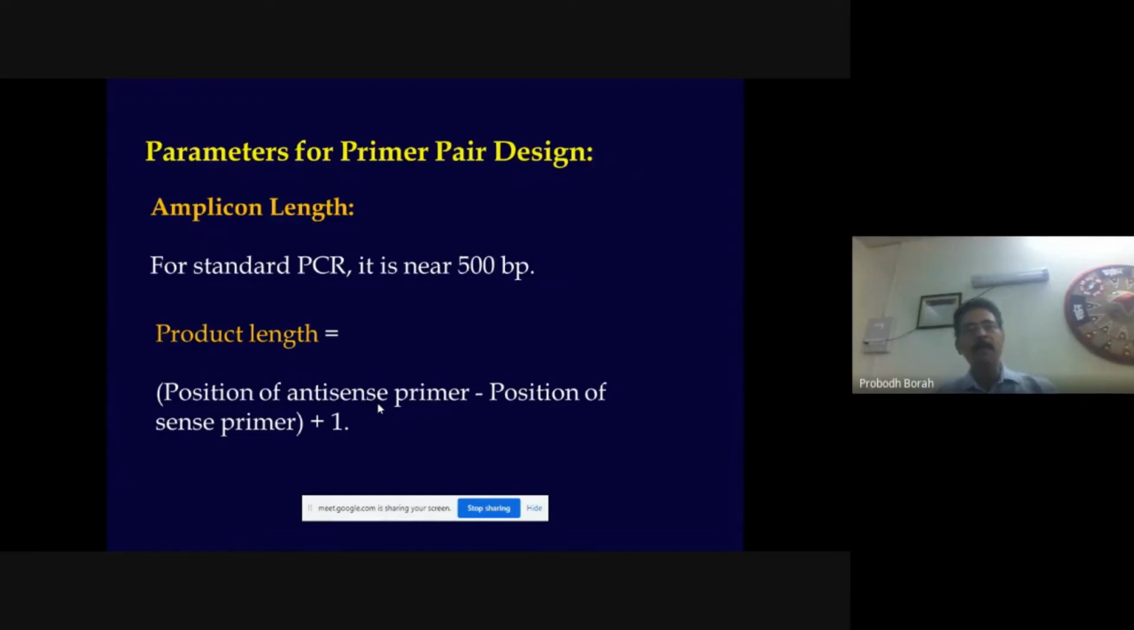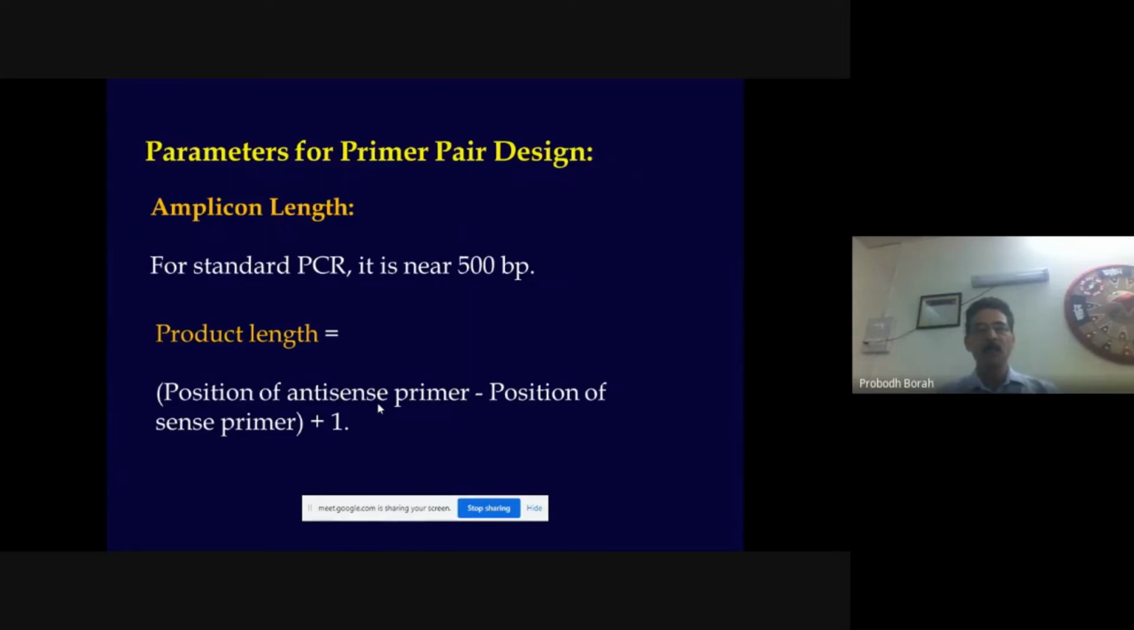Now, how will you calculate the amplicon length and the product length? So amplicon length is very easy because amplicon length means the product length. It is the segment of the target sequence that represents the sequence starting from the first nucleotide in the 5' end of the forward primer up to the last nucleotide, or rather first nucleotide of the reverse primer.